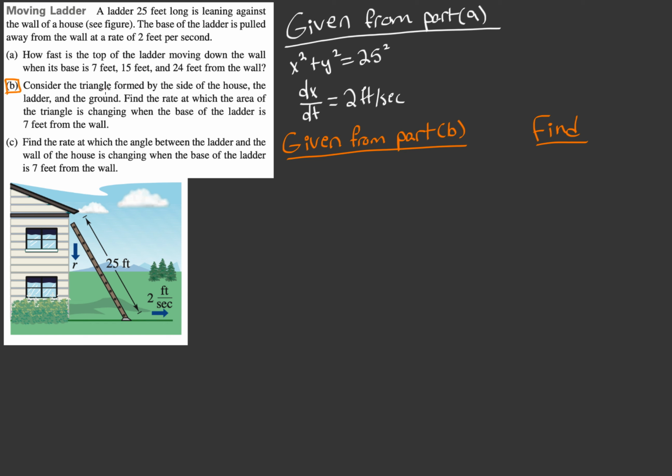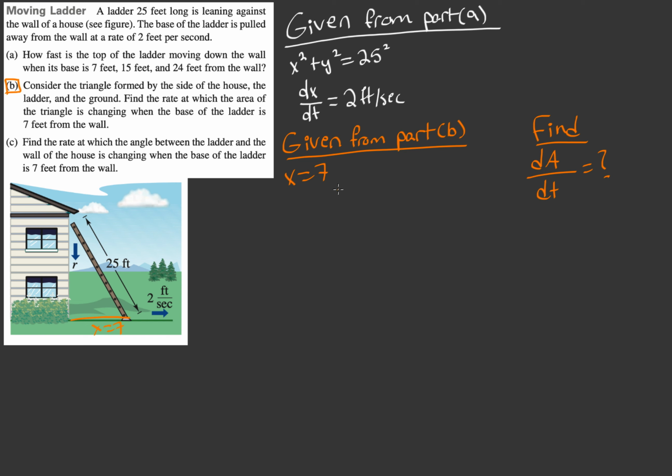So that's dx/dt equals 2 feet per second in this direction. Now, in part B, consider the triangle formed by the side of the house, the ladder, and the ground. Find the rate at which the area of the triangle is changing, so we have dA, the area, as it changes with respect to time. We want to find how the area is changing when the base of the ladder is 7 feet from the wall, so x equals 7. If we consider the base as x, it's asking us, when this equals 7, what's the rate of change for the area? So we don't have enough information here to find area.